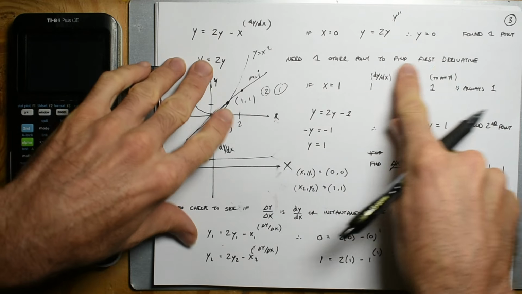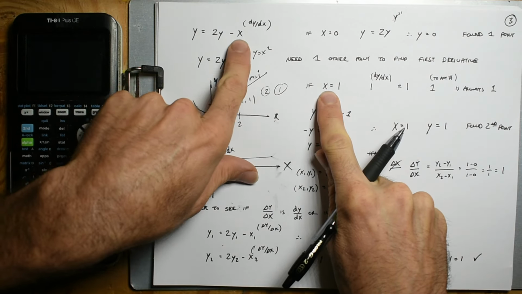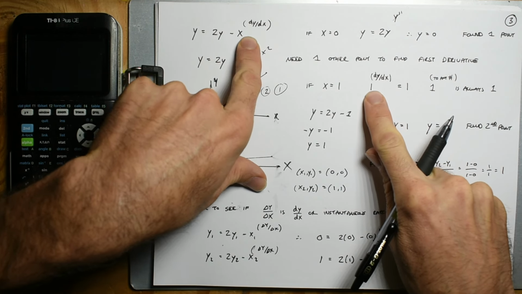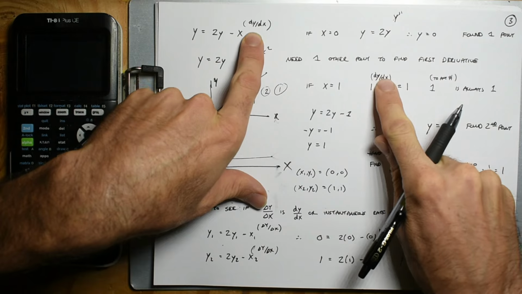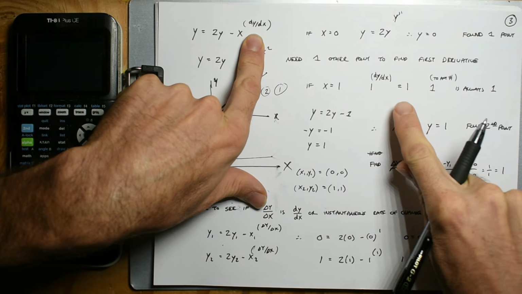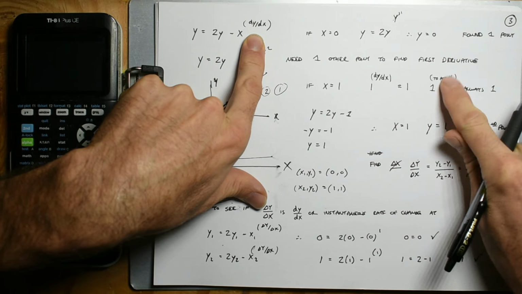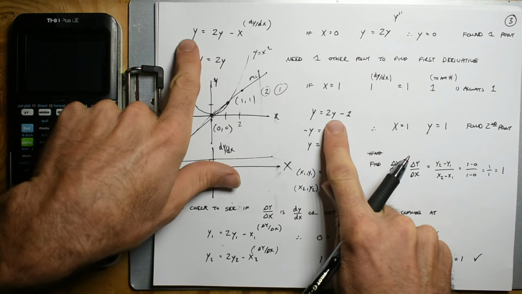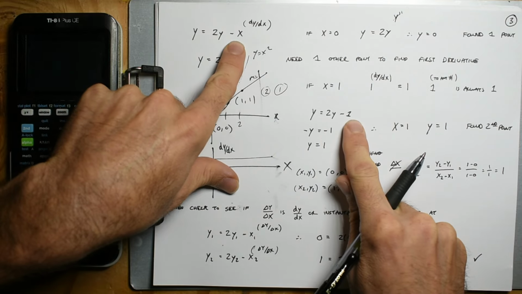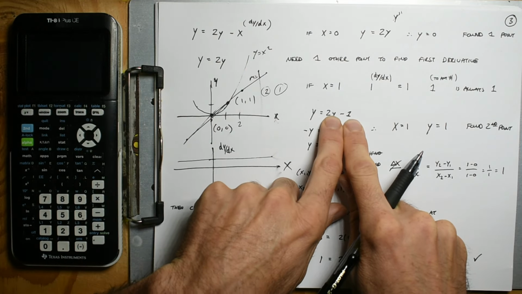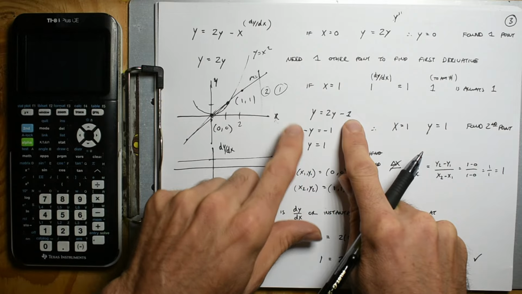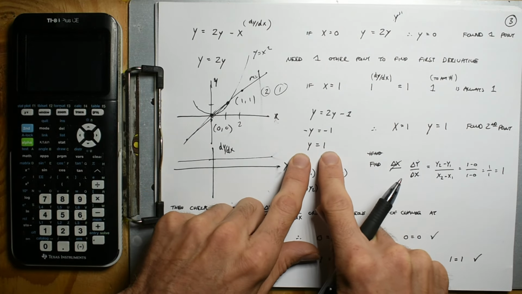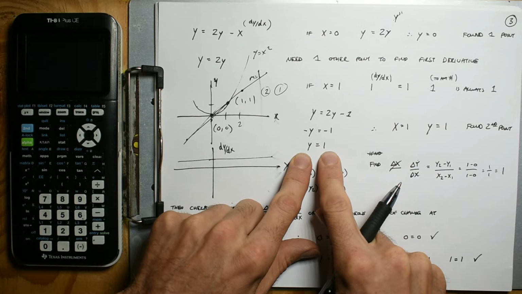Okay, so we need one other point. I'm going to choose if x is 1. So now we have this 1 to this slope, or 1 to the derivative, dy dx. But we have 1 to any number. 1 to any number is always 1. So cool. So that part is going to be 1. So let's do this. So we have y is equal to 2x minus 1. I'm going to get these two y's to the other side. Now we have negative y is equal to negative 1. Get rid of the negative. And on both sides we have y is equal to 1. And that's our second point.